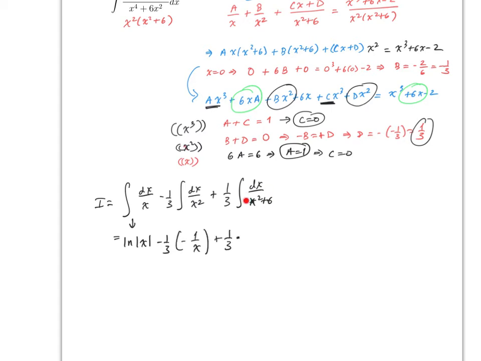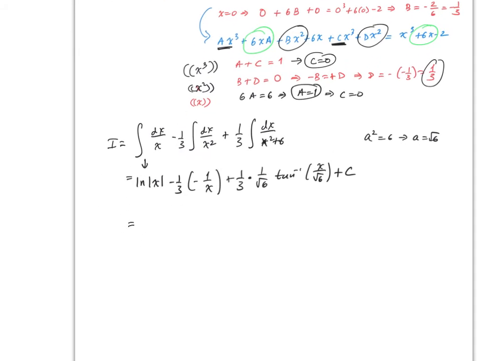This is the integral that we just did in the last example. Notice that a squared equals 6. That means a is the square root of 6. So this will be 1 over the square root of 6 tangent inverse of x divided by the square root of 6 plus c. And then just simplify everything. So this will be ln of x plus 1 over 3x plus 1 over 3 radical 6 tangent inverse of x over radical 6. And that's it.